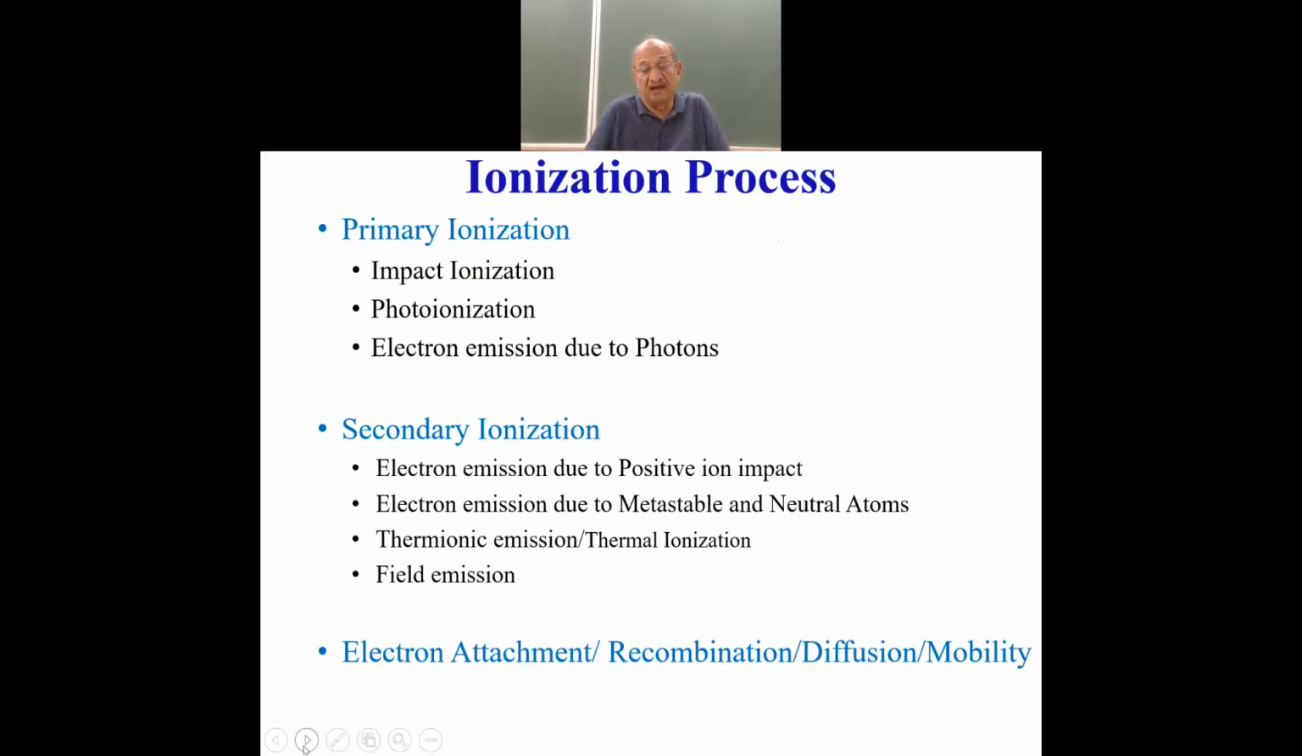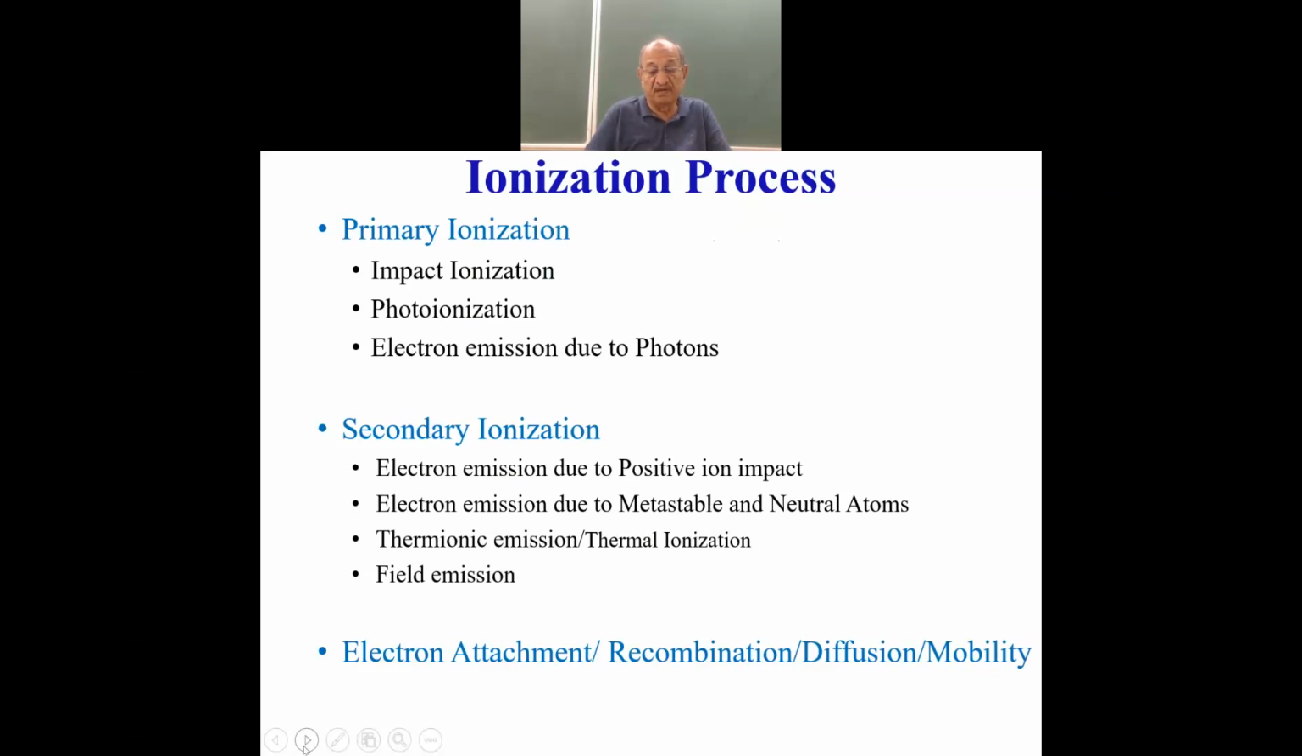It happens that heavier ions bounce back on the electrode and release an electron. That means positive ion impact on the electrode also gives rise to electron emission, that is secondary ionization. Electron emission due to metastable and neutral atoms also takes place. Metastables are the molecules at a vibratory state at higher thermal energy.